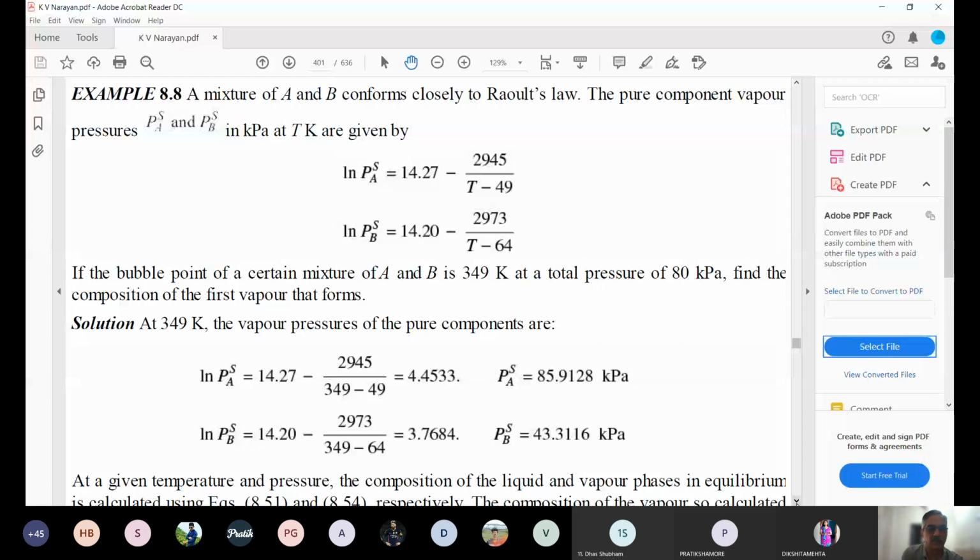A mixture of A and B conforms closely to Raoult's law. The pure component vapor pressures PAS and PBS are given by these two equations, which are Antoine equations. If the bubble point of a certain mixture of A and B is 349 Kelvin at a pressure of 80 kPa, find the composition of the first vapor that forms.